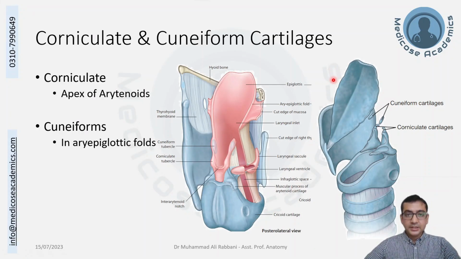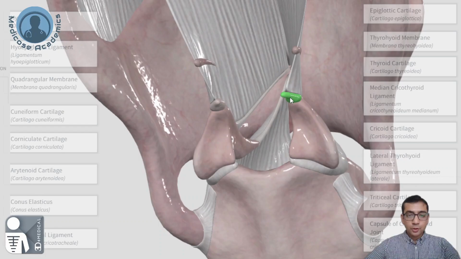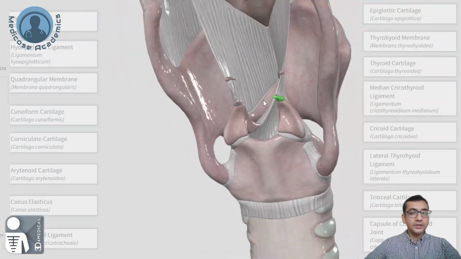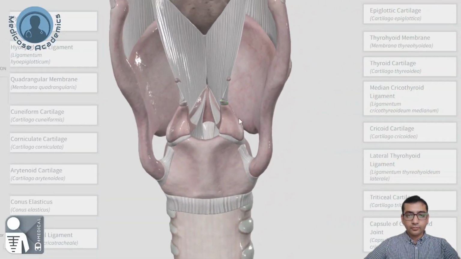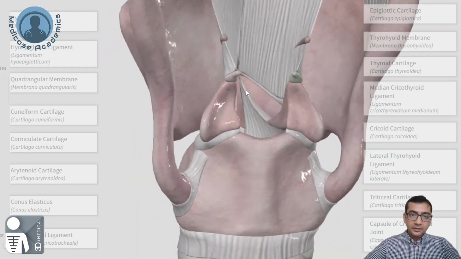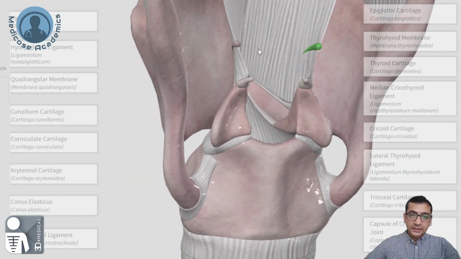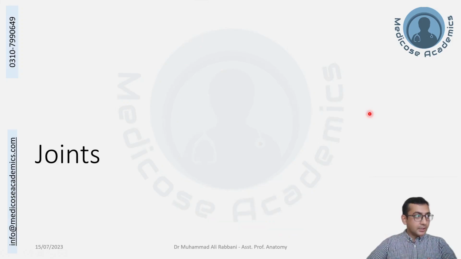Corniculate and cuneiform cartilages. These cartilages are very small. They are present on the top of the arytenoid cartilages. The ones on the top of the arytenoid cartilages are known as corniculate, and the ones that are embedded in the membranes are known as cuneiform cartilages. So they are shown right here and right here. So these are the corniculate and cuneiform cartilages. This is all about the skeleton, the joint.